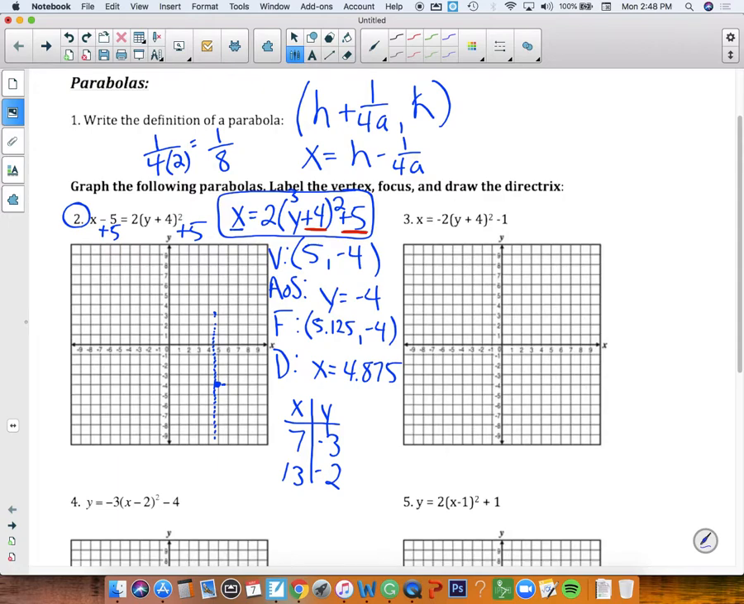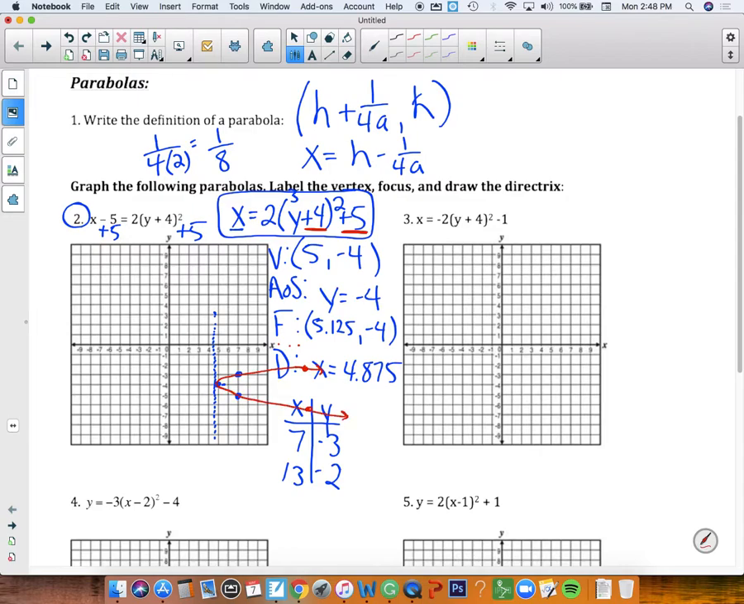So 7, negative 3 right there, and we can reflect that point there. And then 13, it's kind of off the graph. I'll do it with a different color so we can see it. 13, so that's 11, 12, 13, negative 2, so I'll be here. And then I can reflect that one down here. And then draw the parabola.